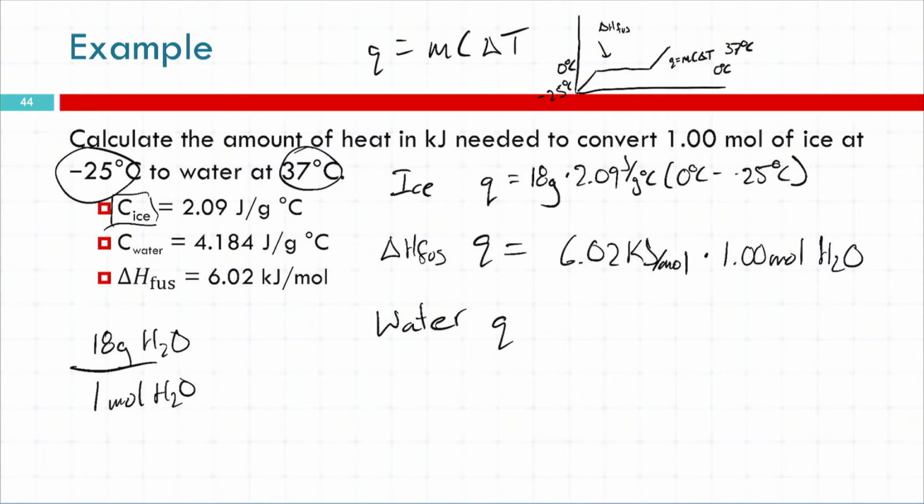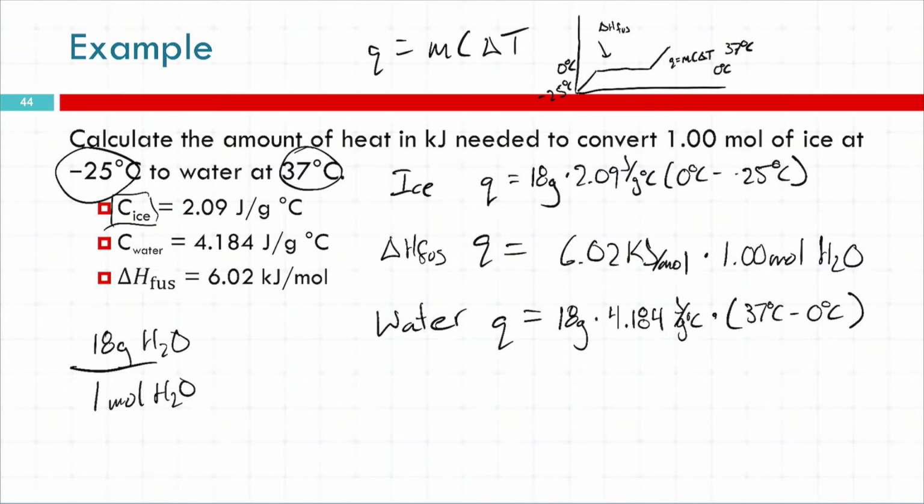Our next part then is for heating water after we've melted it all. Again, that's going to be 18 grams times 4.184 joules per gram degree C, times our temperature final minus temperature initial. So going from 37 degrees C as our temperature final, minus our temperature initial, which is 0 degrees C. So we just calculate for each of these.